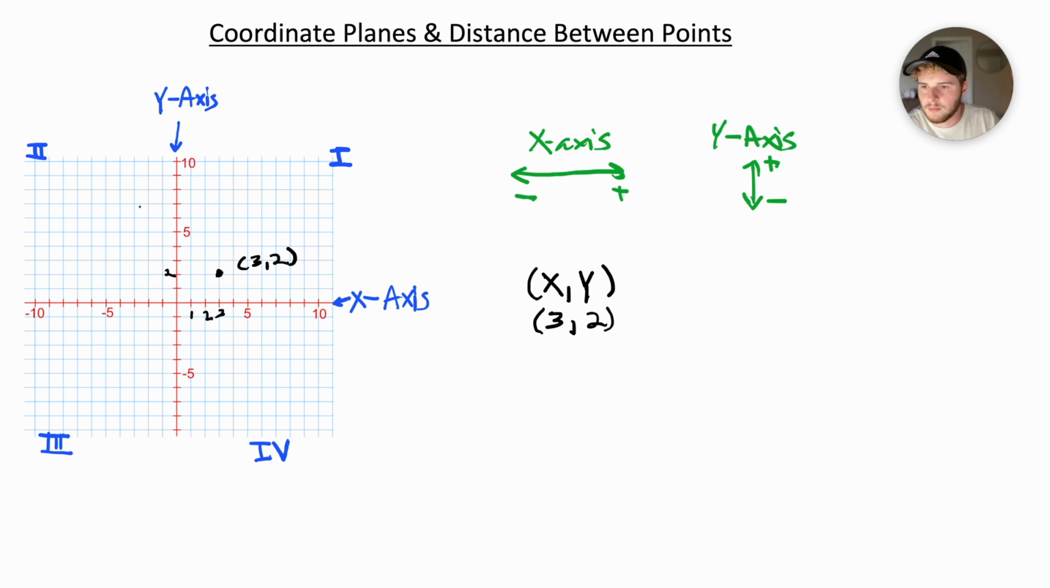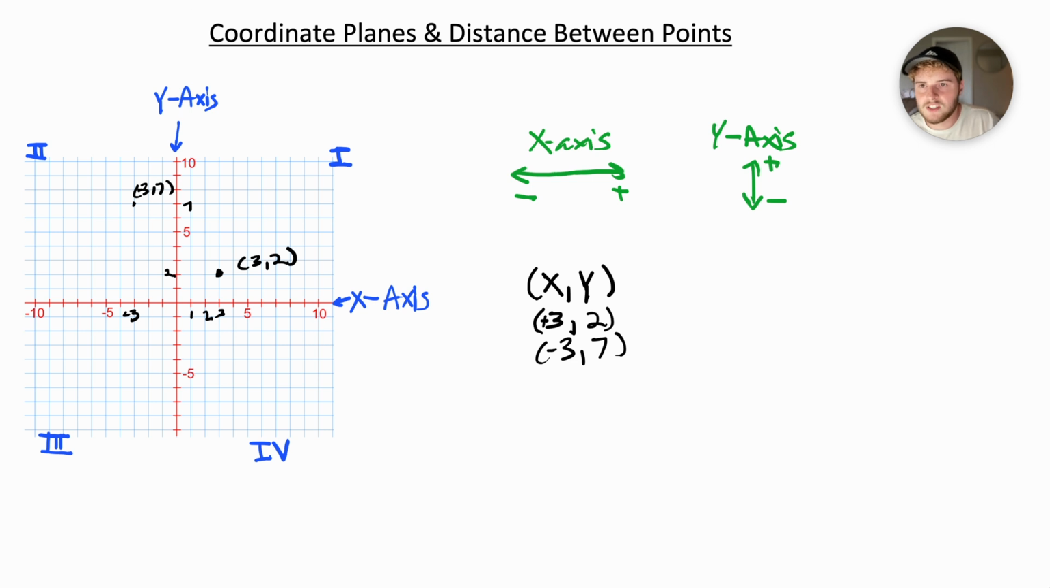Now let's have another point, maybe somewhere over here is a good spot. We can count over 1, 2, 3. We're going left, so x would be -3. And now let's count up 1, 2, 3, 4, 5, 6, 7. So that'd be 7. So we would describe this point as (-3, 7). Yep. Very important detail there, otherwise the math just doesn't work. So we got (-3, 7) as the other point. So we got points (3, 2) and (-3, 7).